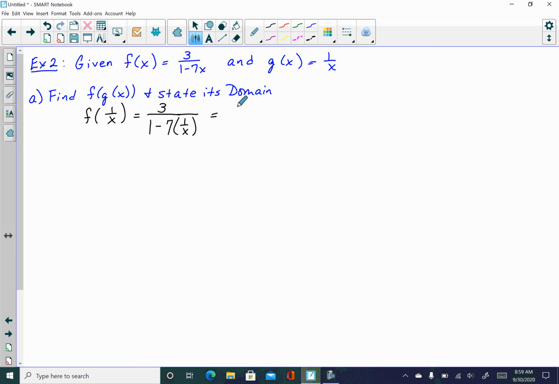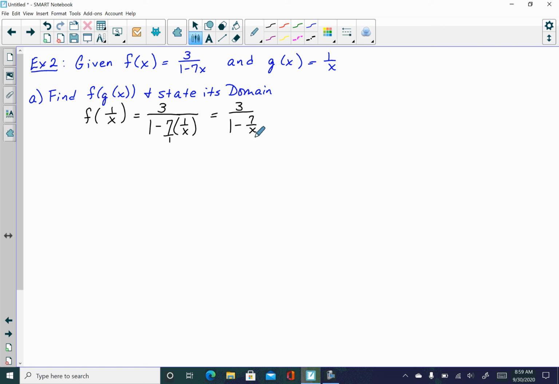All right, keep cleaning this up. So 3 over, and then on the bottom I have 1 minus. This is like 7 over 1. So when you multiply fractions, you just multiply straight across. So 7 times 1 on top, 1 times x on the bottom. Now here's what's referred to as a complex fraction, because you have a fraction within a fraction. You can't leave it like that.